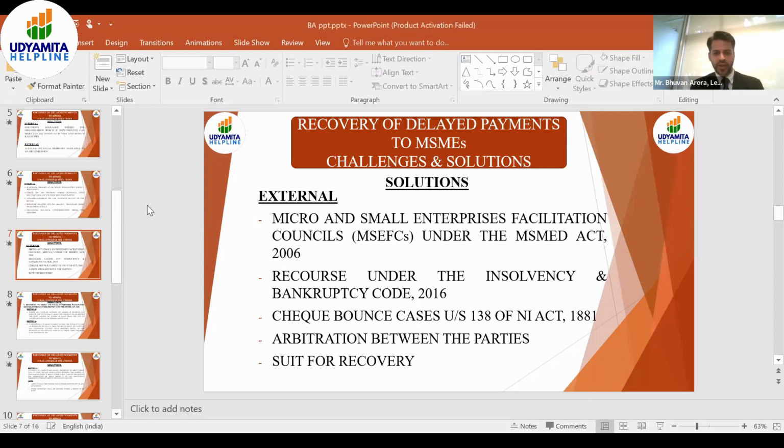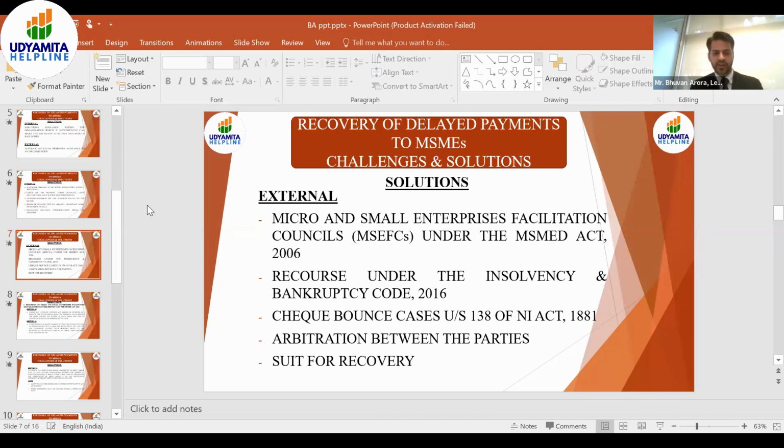Second recourse is under the Insolvency and Bankruptcy Code. This code is not that old. It came into effect in 2016. It's a very effective code. The purpose of this code is, if there is a default, if delayed payment is there and the buyer is not making payment, then you can approach this court. NCLTs are there, National Company Law Tribunal. Then you can approach the courts and seek the insolvency of the corporate debtor. We will cover in detail when I brief about insolvency and bankruptcy in the coming slides.